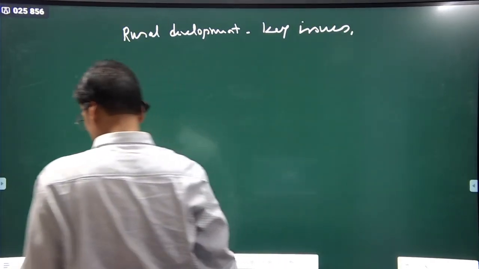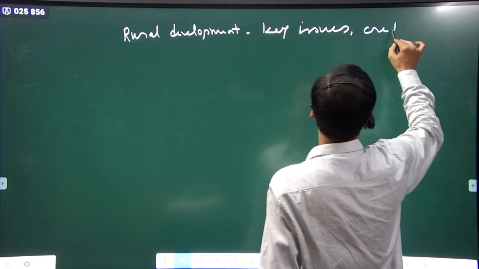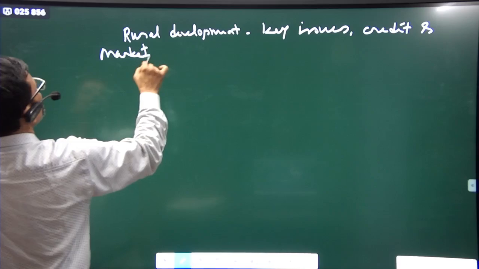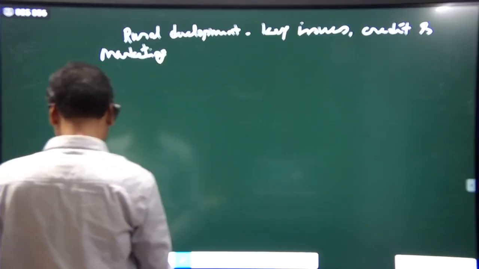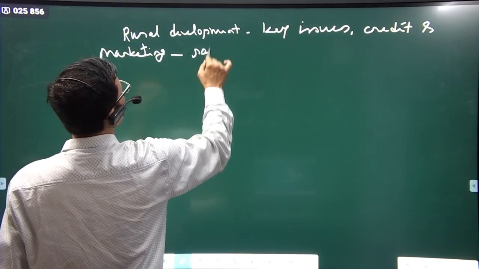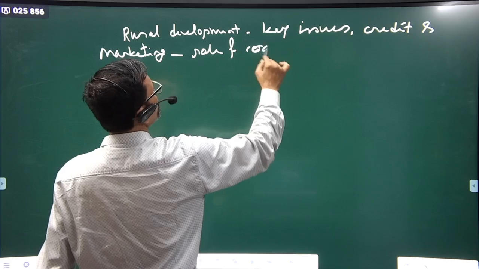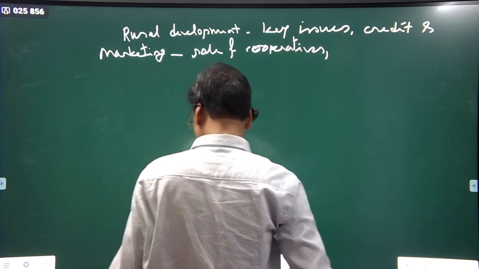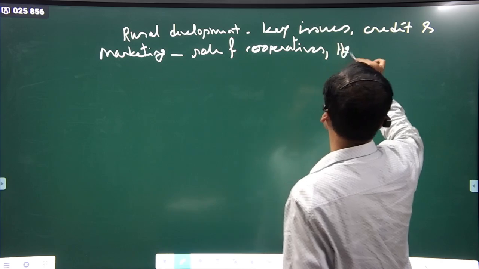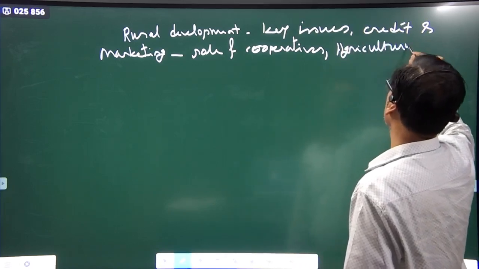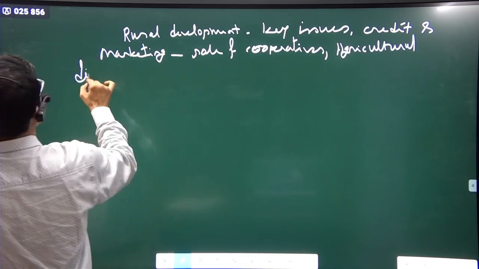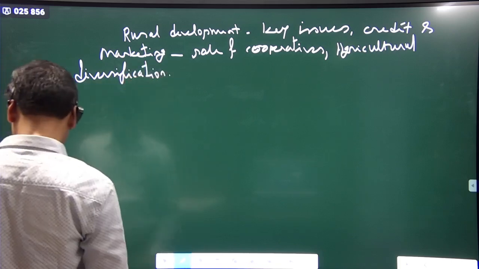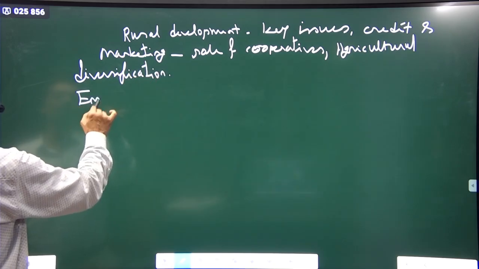We have to study credit and marketing. We have to understand credit facility, marketing, role of cooperatives, agricultural diversification. Next, we understand about employment.